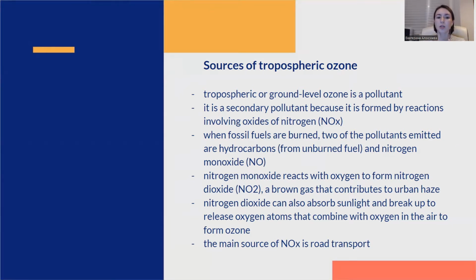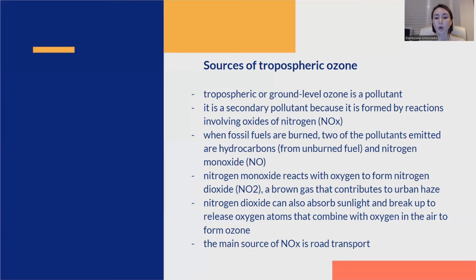So by industries, by factories, we can force these reactions and they can be conducted. When fossil fuels are burned, two of the pollutants emitted are hydrocarbons from unburned fuel and nitrogen monoxide. Nitrogen monoxide reacts with oxygen to form nitrogen dioxide, a brown gas that contributes to urban haze. Nitrogen dioxide is a harmful, hazardous gas for people, for every living organism on our planet.